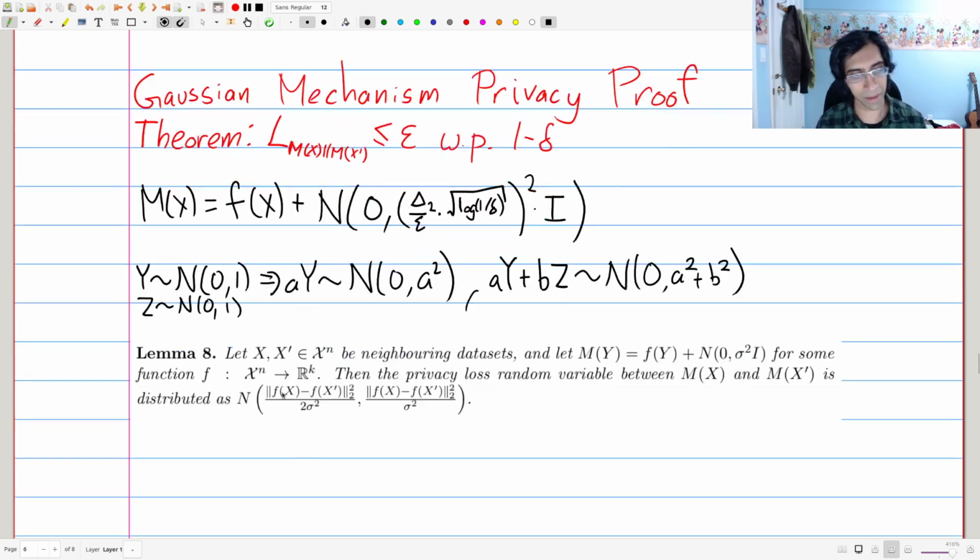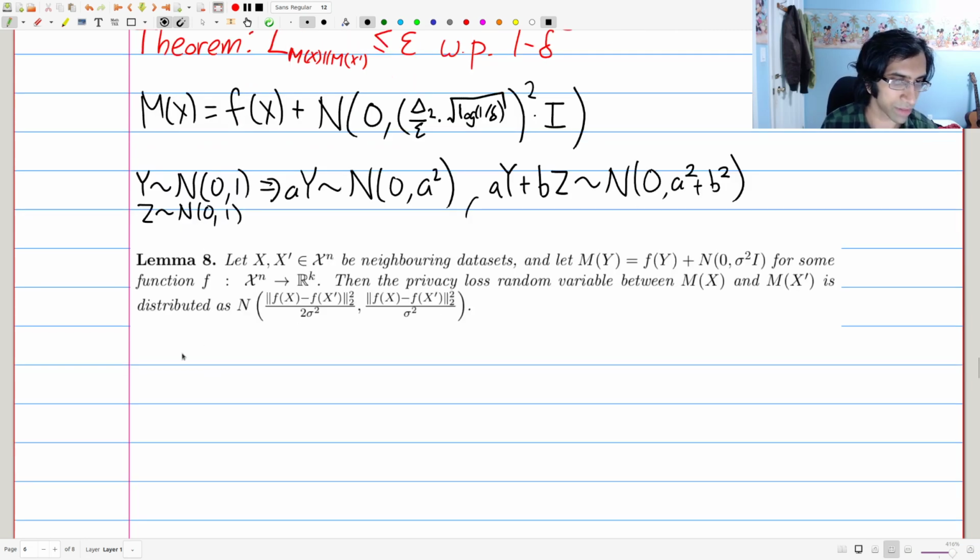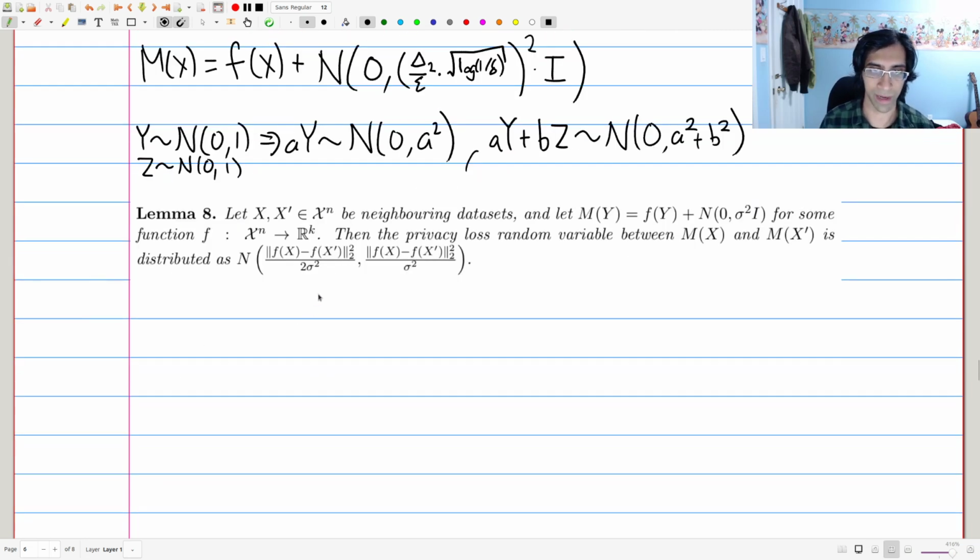Okay, so the main theorem, or the main lemma that's going to be doing most of the lifting, is the following, perhaps intimidating looking lemma. It says: let x and x prime be neighboring data sets, and M of y is the Gaussian mechanism, except we're just going to leave the variance unspecified for now. It's just going to be some sigma squared. So we run the Gaussian mechanism.